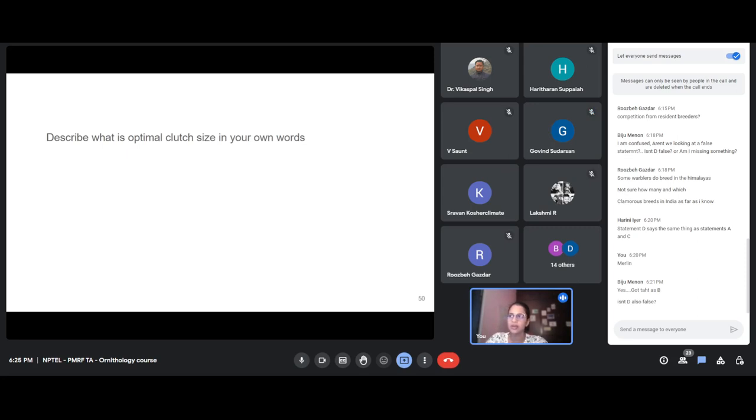Anyone else would like to add anything? So the maximum number of eggs laid per breeding season. Yeah, and in addition to the number of eggs laid, what should also be included in this? Breeding success. What is breeding success? I mean, the clutch successfully hatched. Correct. Right. So what is another word for that?